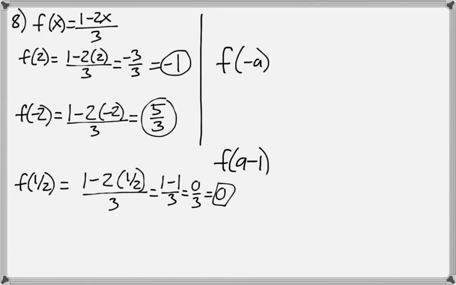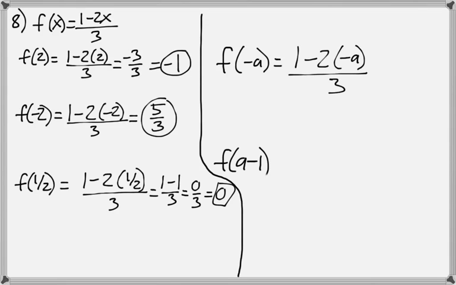Okay, and looking at f of negative a, it's not always numbers that they want us to plug into a function. Sometimes it's different variables. Sometimes it's kind of an entire expression that they want us to plug in. So the concept is still the same. We have 1 minus 2 times negative a over 3, and that's equal to 1 plus 2a over 3. So I've put in a new variable instead of x.